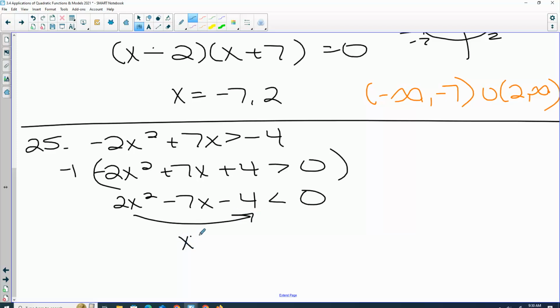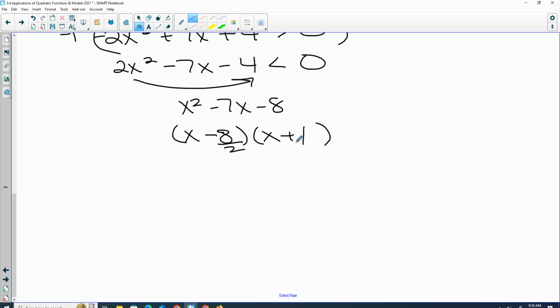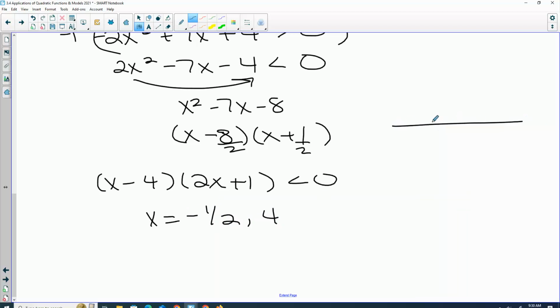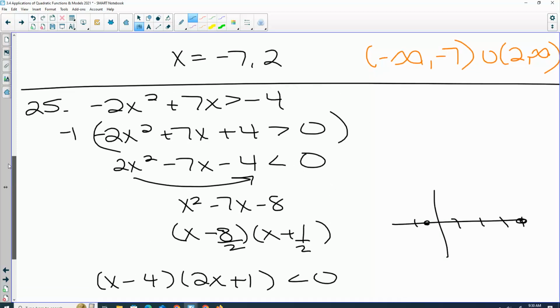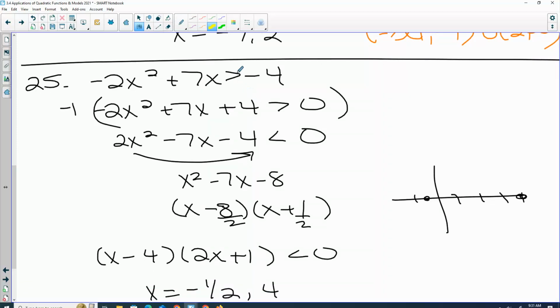So then if I do slip and slide, that factors into x minus 8, x plus 1. Divide our 2 back. So we get x to be -1/2 and +4. If I'm looking back from my original, did this parabola open up or down? Down. So I have an upside down parabola.